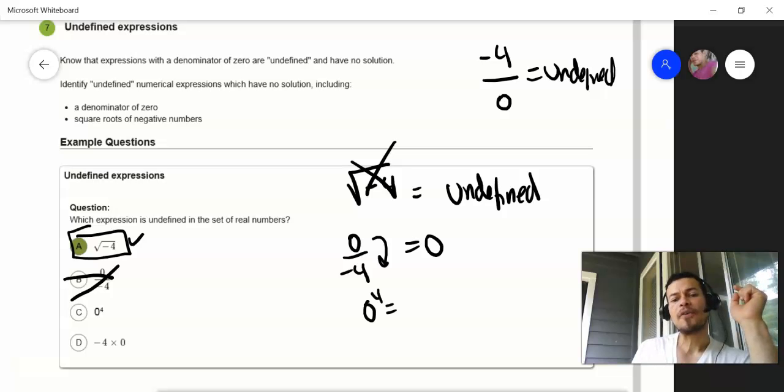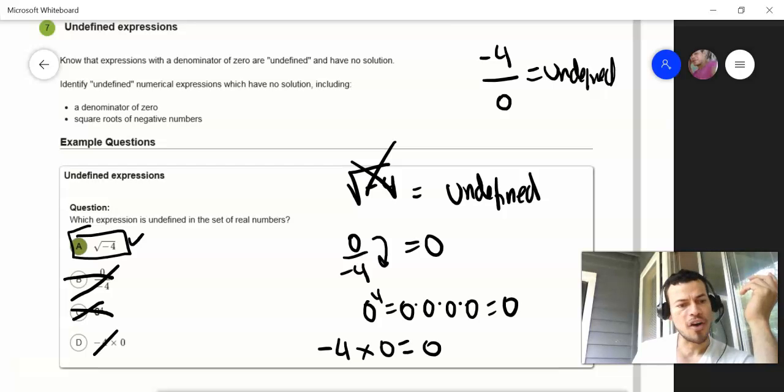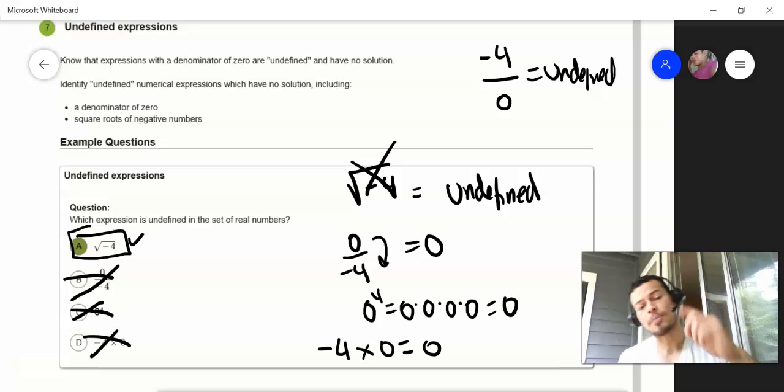0 to the power of 4 is 0 by 0 by 0 by 0, which is 0. It's not undefined, so this is not the right option. And negative 4 by 0, that gives you 0. So this is not undefined. It's not the right option. Therefore, the only correct option for this exercise is option A.